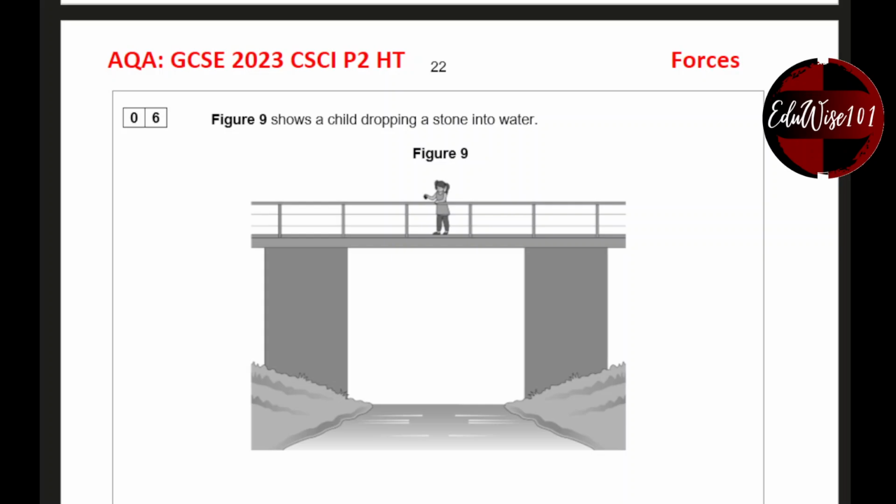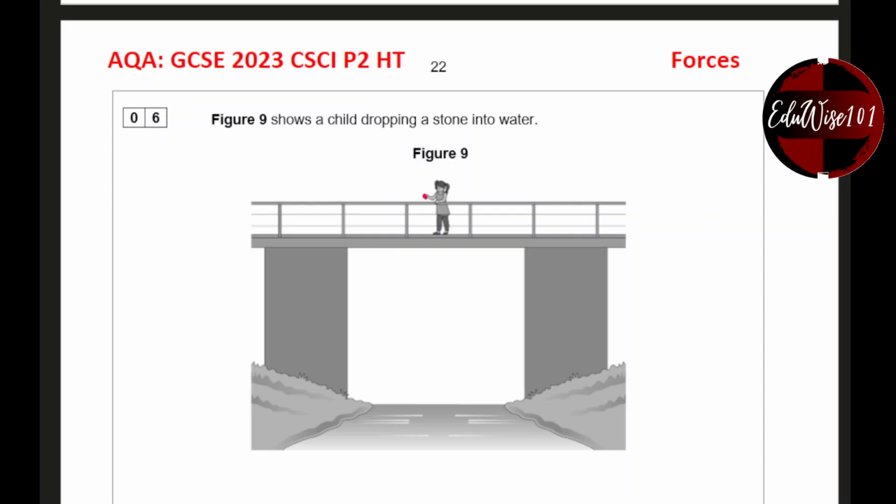In this video, I'm going to go through the AQA Combined Science Physics Paper 2 Higher Tier. Question number 6 is on forces. This is from the 2023 paper. Question number 6. Figure 9 shows a child dropping a stone into the water. So you have a child with a stone there.